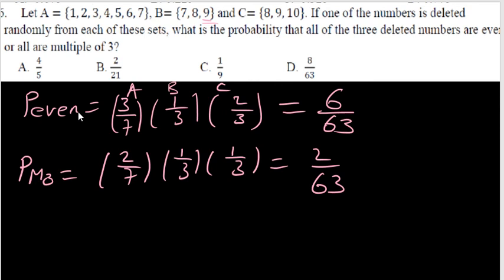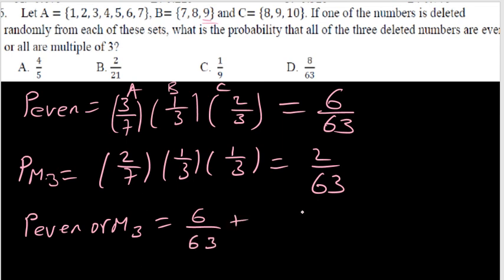Therefore we are asked to find the probability of either, which means we're going to add, since it's "or". So the probability of even or multiple of 3 will be 6 over 63 plus 2 over 63, which is 8 over 63. This is the probability that the number selected is either an even number or a multiple of 3.